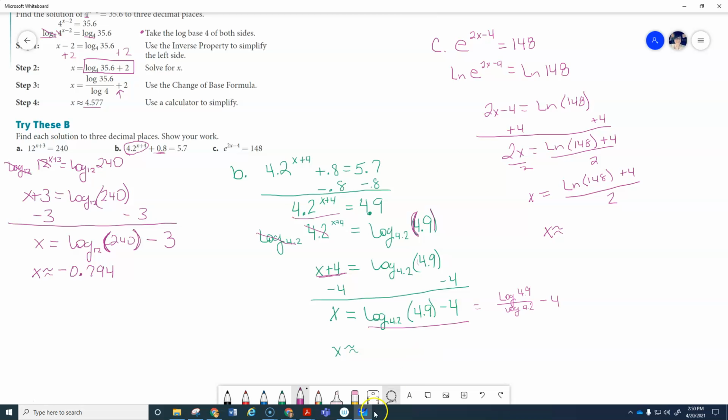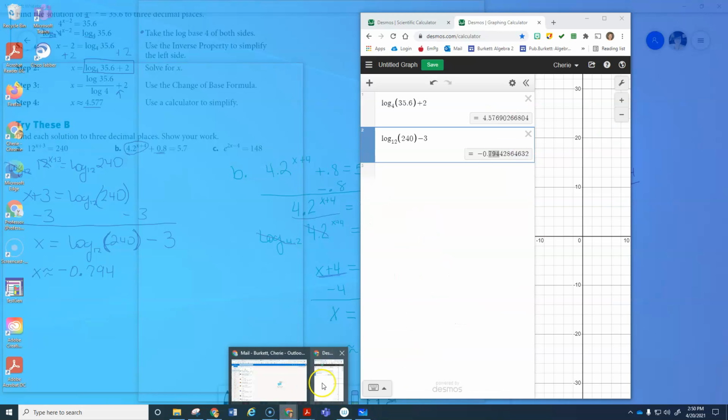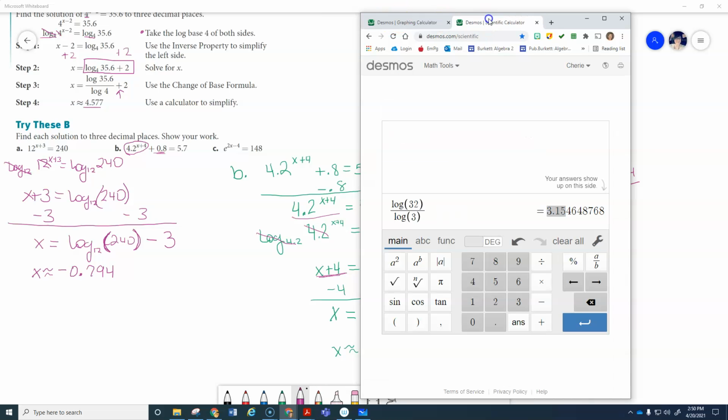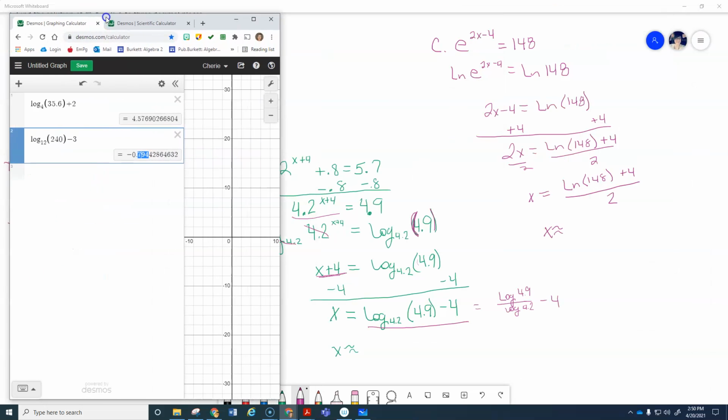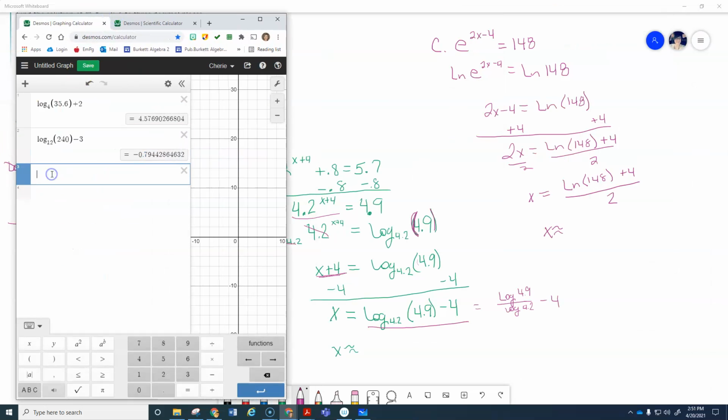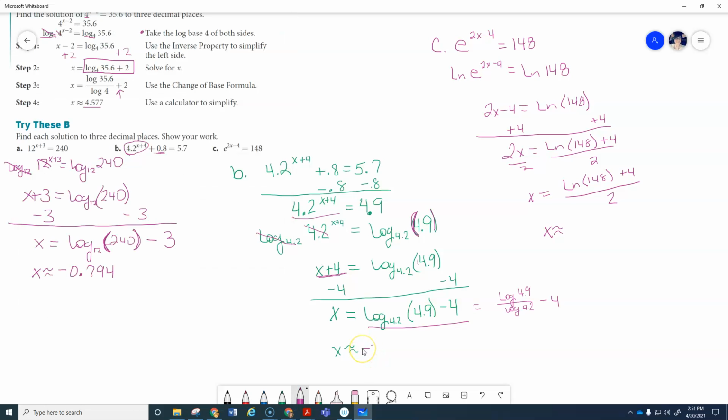Okay, I'm going to run to the Desmos calculator and just type in, let's move it over here. I'm going to do the log function and get the 4.2 at the bottom, and then inside the parentheses I'm going to put the 4.9. I'm going to close the parentheses, and then I'm going to say minus 4. And that gave me negative 2.892.